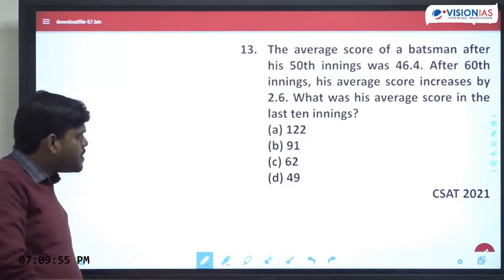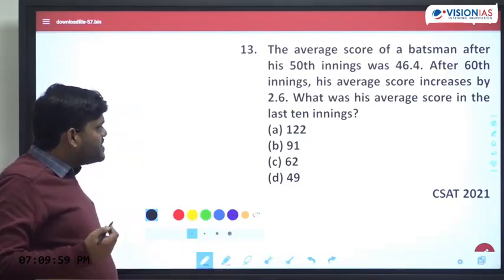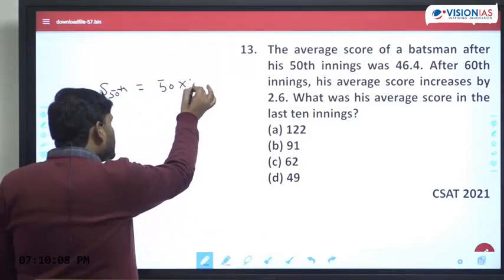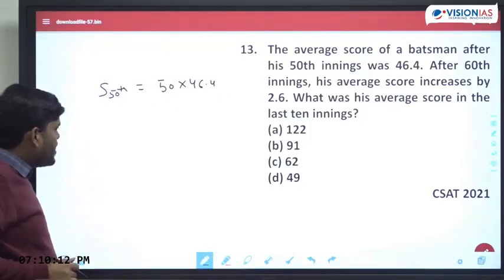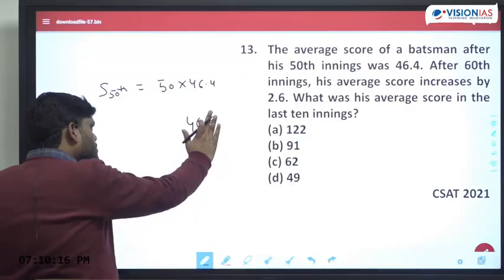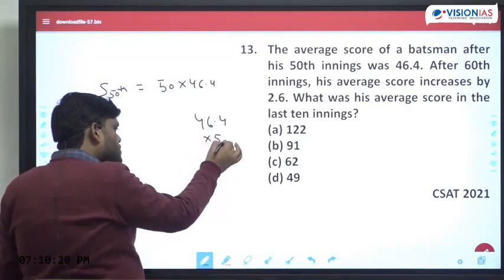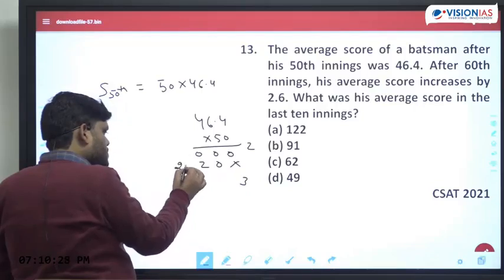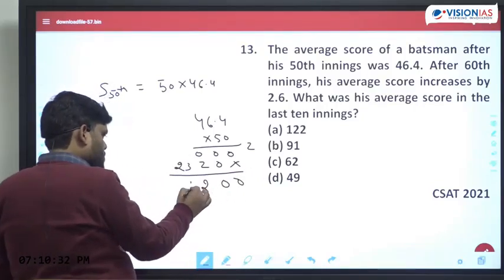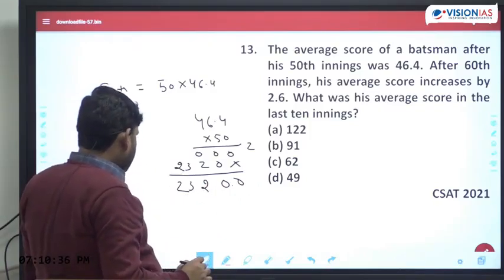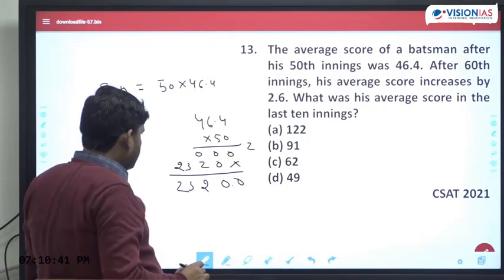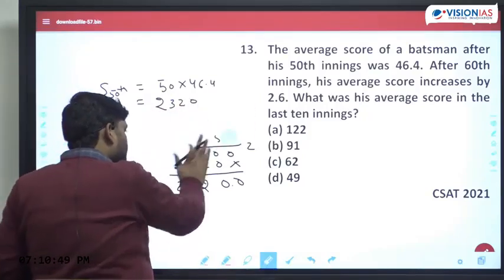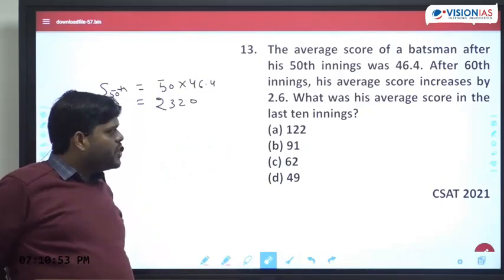Okay, let's do it. The average score of a batsman after 50th inning was 46.4. So what is the sum after 50th inning? 50 into 46.4. Okay? So we can just find out. Somewhere I am making some mistake. No, fine. 2320. Okay? That means the sum after 50th inning was 2320.